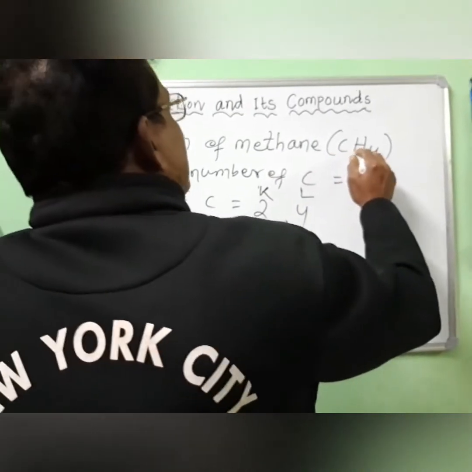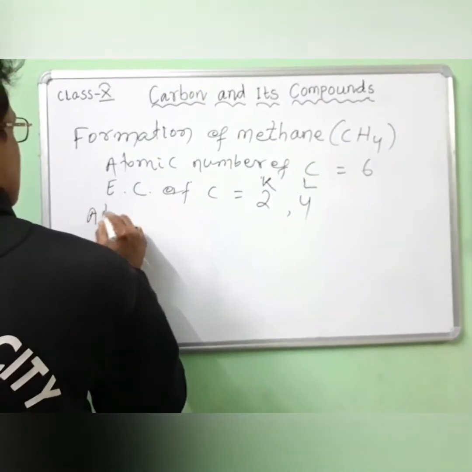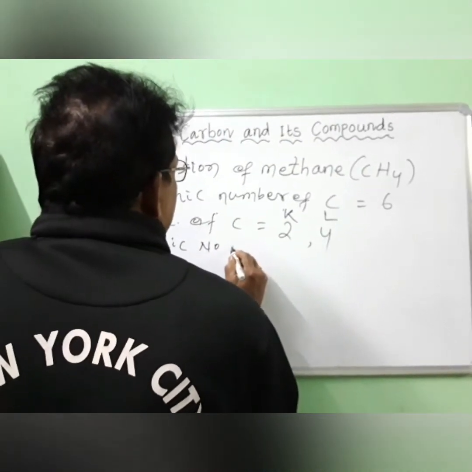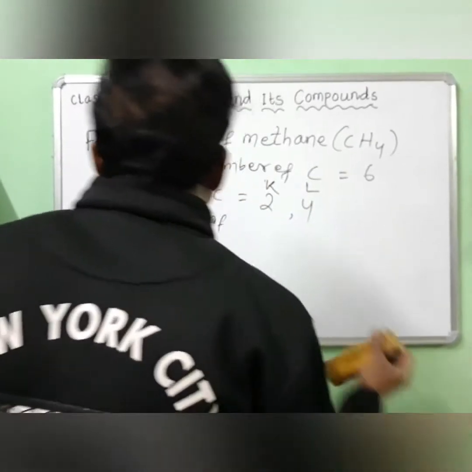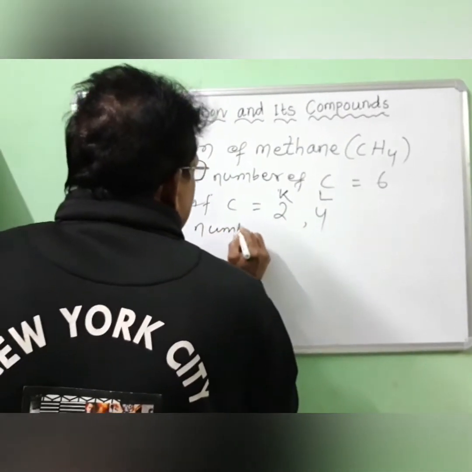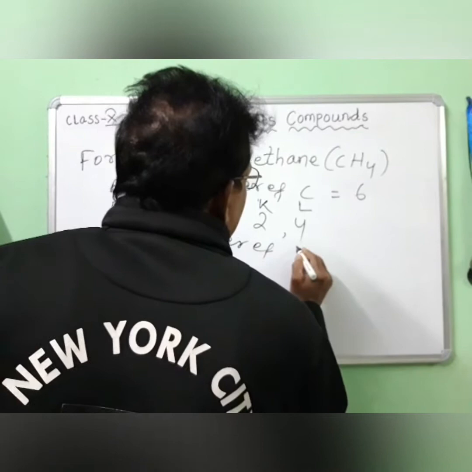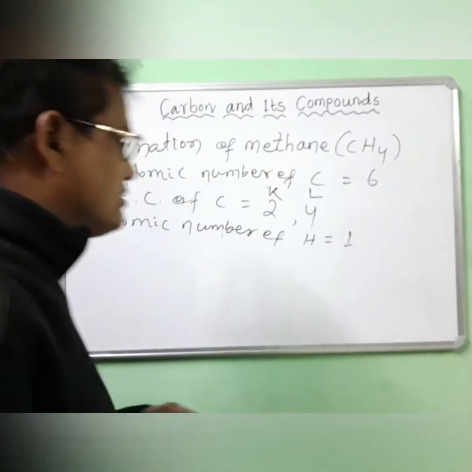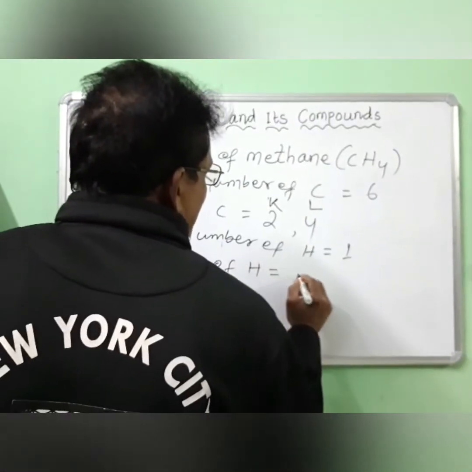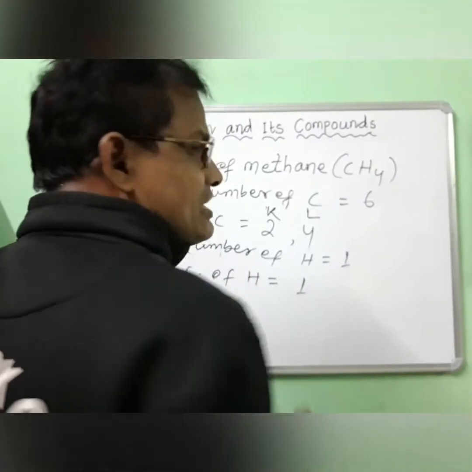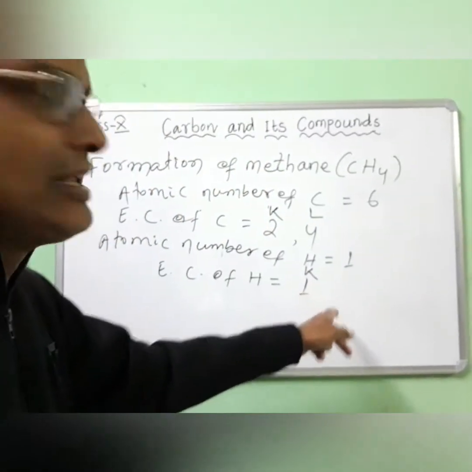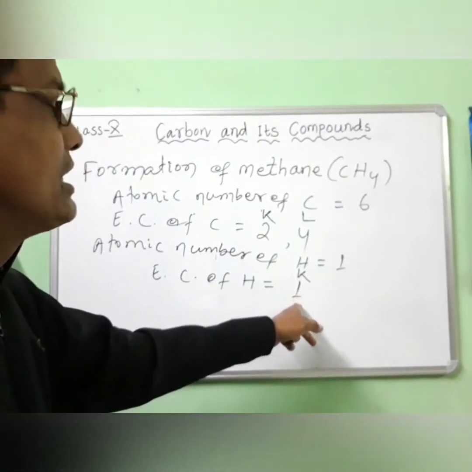Similarly, the atomic number of hydrogen is 1. Okay, clear? So the electronic configuration of hydrogen has only one electron, that is, hydrogen contains only one electron in its K cell. It has only one cell, the K cell. So hydrogen contains only one electron in its K cell.